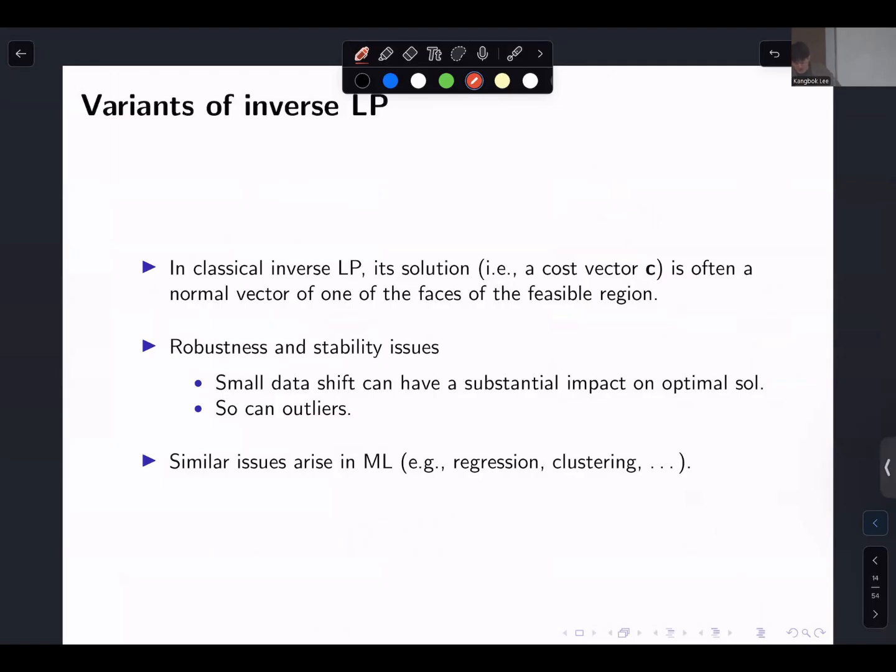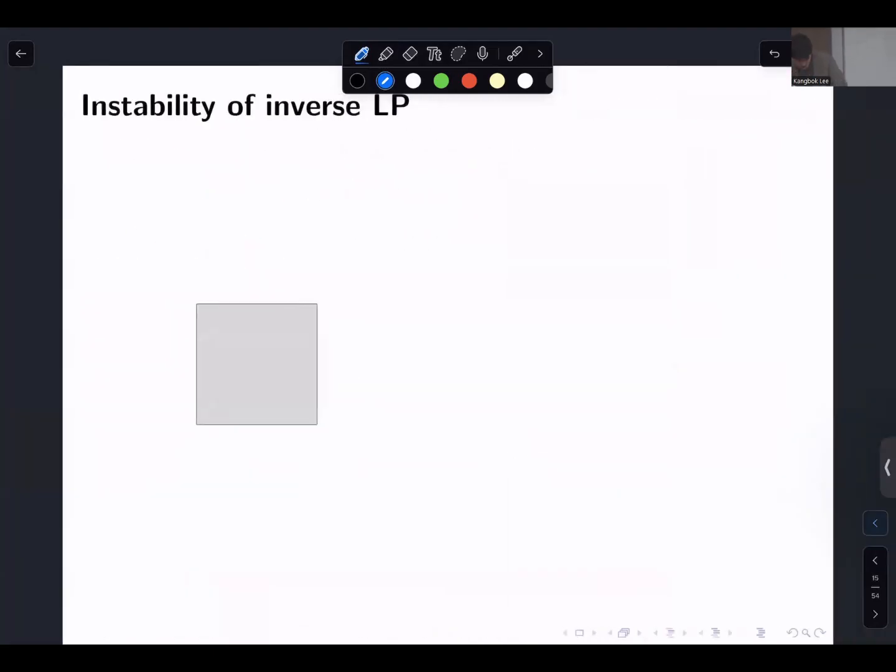Of course, there are variants of inverse LP. So one variant is to incorporate robustness and stability considerations into this format. The reason is because if you think about how linear regression works, you have a bunch of data and you fit a line. Now, if some of the data shift, like move to the right or upward like this, chances are that your model can be very different from the initial model. Or even if you introduce some outliers like this, then your model can change drastically. Similar phenomena can happen in inverse optimization. So how do we improve the basic inverse optimization model to address this kind of instability issue is one of the increasingly popular topics in the group.